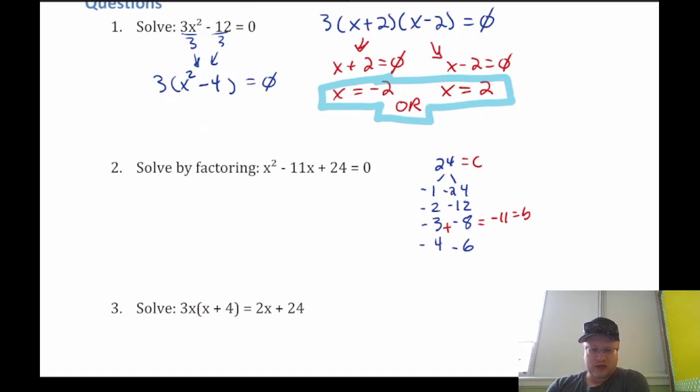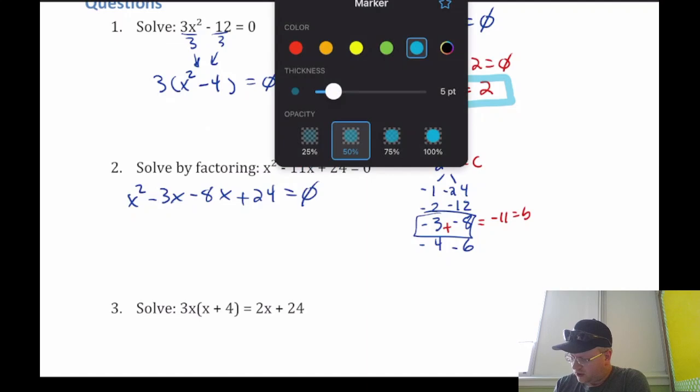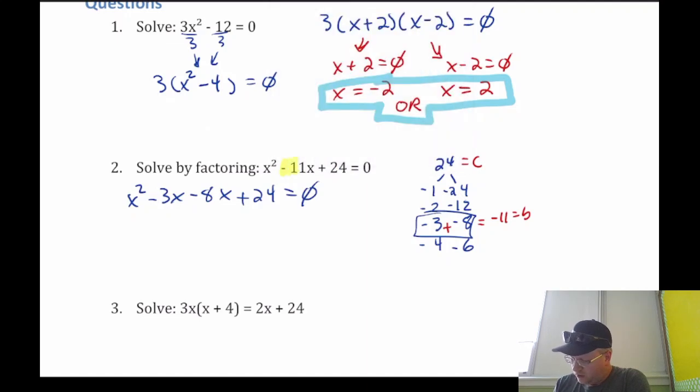There are other ways of doing this, but this is the way that makes the most sense to me. So we're going to rewrite our equation, x squared. Instead of 11x, we're going to represent it as negative 3x and negative 8x. So x squared minus 3x minus 8x plus 24 equals 0. So just to be clear, the negative 11x has been replaced with minus 3x minus 8x. So we've decomposed that central term into two different terms.